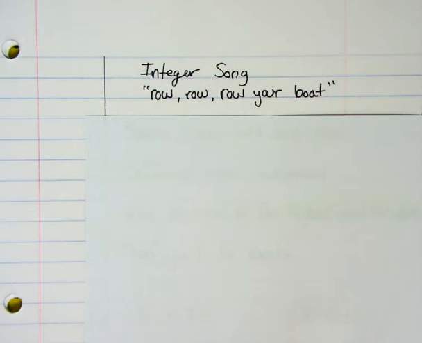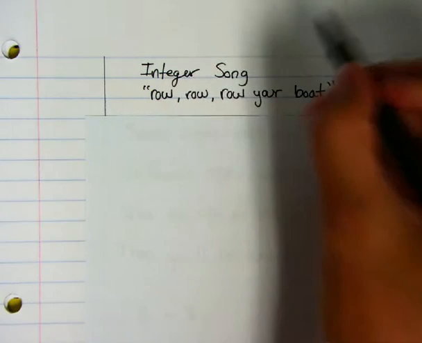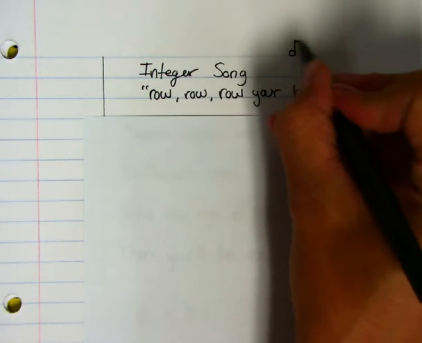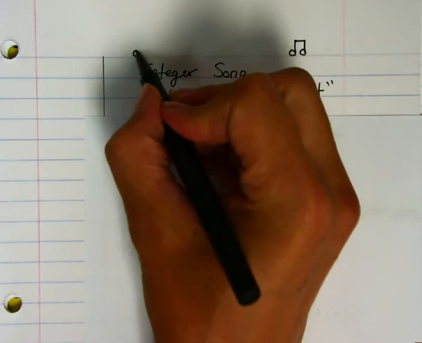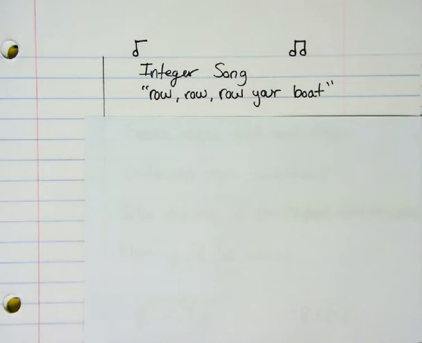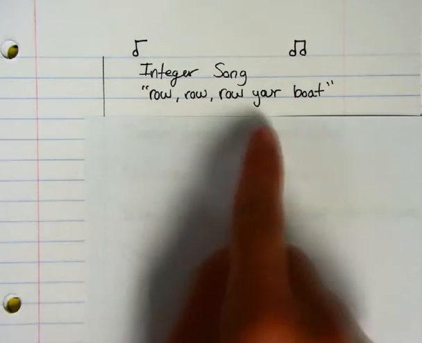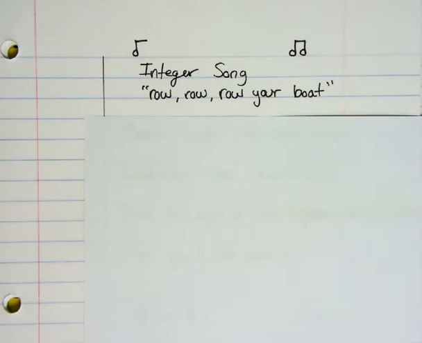Okay, and just one more way to help you remember integers and how to deal with them is we're going to learn a song. Yes, a song. Now you might already know the tune of this song. Row, row, row your boat. That's the tune. If you're not familiar with this song, this is how it goes.